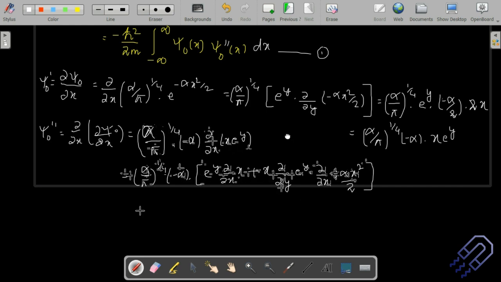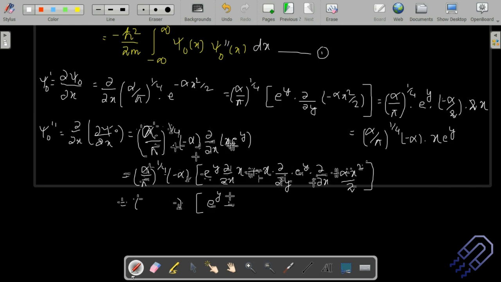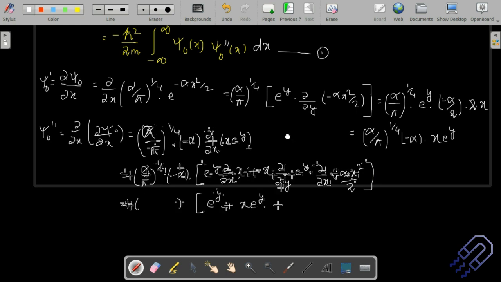So you have to be very careful. This is there. So we'll have the constant term here. This will become e to the power y, plus this will be again e to the power y. So it will be x e to the power y into, this is minus alpha. So that's minus alpha into x square is 2x by 2.